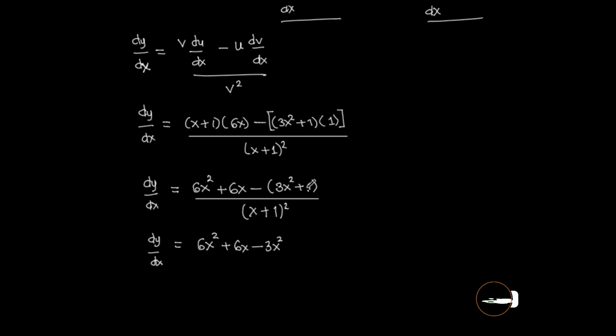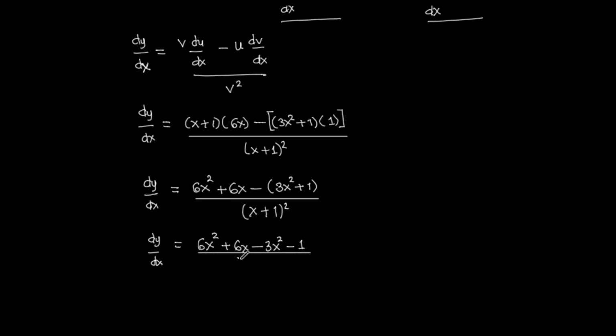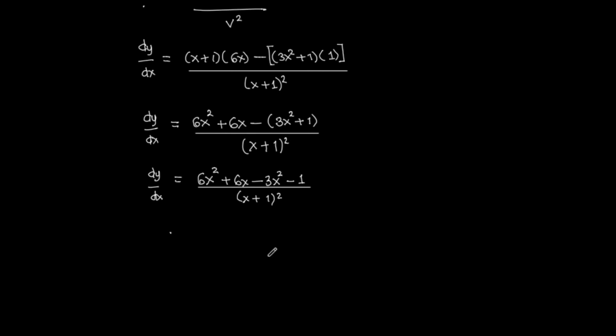So negative times positive 1, we get negative 1. Then again, we divide it with our denominator, and our denominator is maintained the same way, that is x plus 1, all squared. Now we can still simplify the numerator because the leading terms are 2, so we need to make it 1.